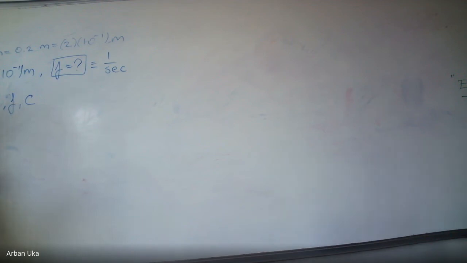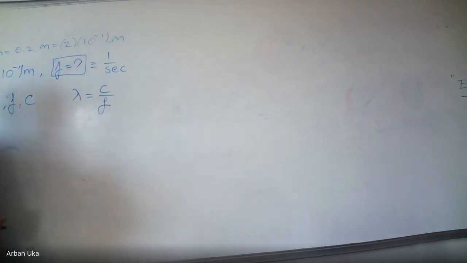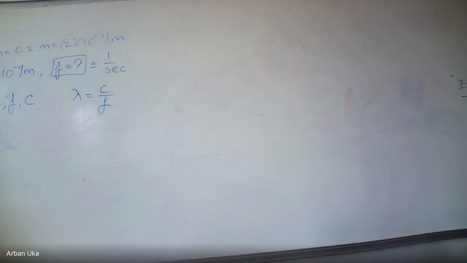Lambda is speed of light over frequency. Lambda is equal to speed of light over frequency. Okay, are you sure about this? Yes. How can you make sure about this?